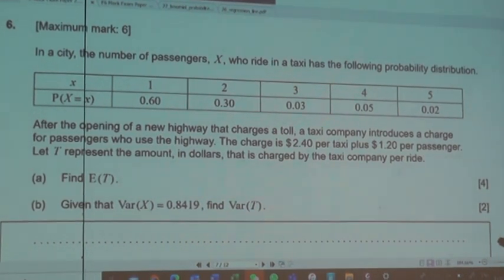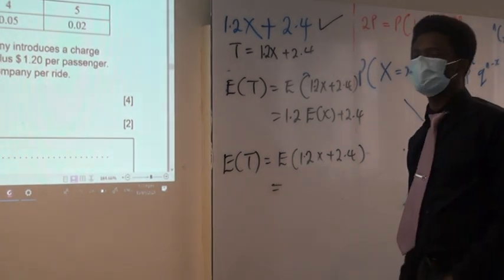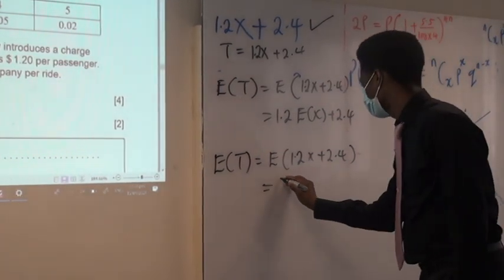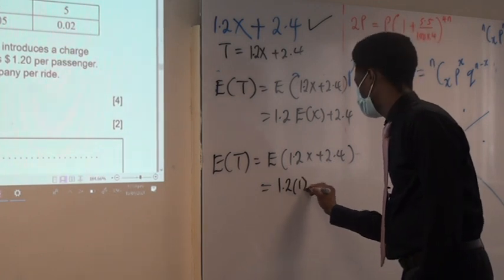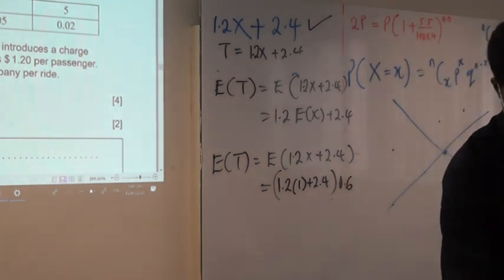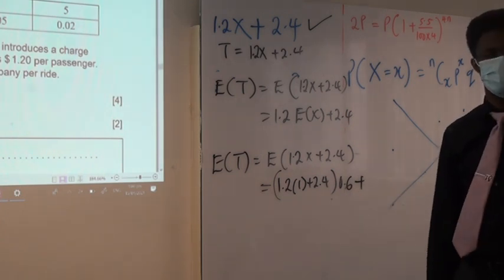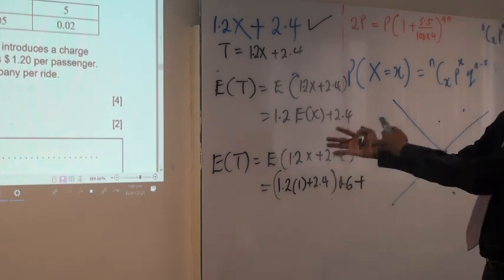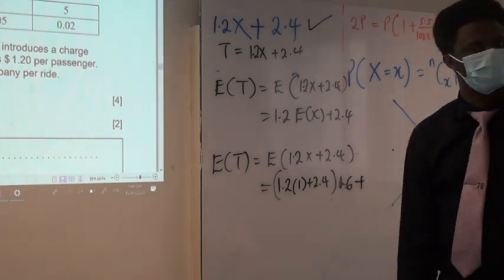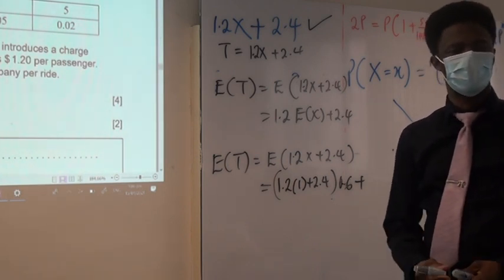Okay? But what is more confusing is some of you trying to do expectation of T, which is the expectation of 1.2X plus 2.4, in a complex way. So somebody did 1.2 times X, which is 1, plus 2.4, then everything times 0.6, then plus the next one. Why do you want to go through this stress? The more numbers you have, the more complex. How do you even want to trace your error? Do simplify. Simplicity makes it more simplified work.